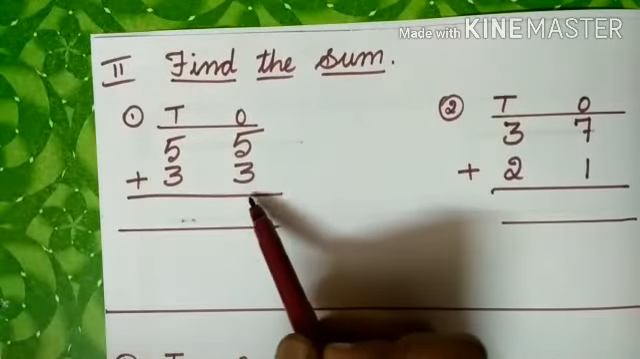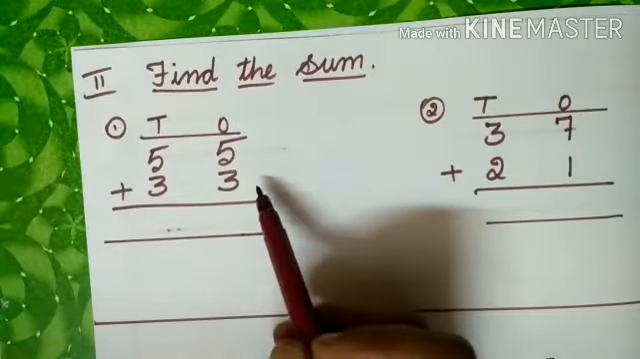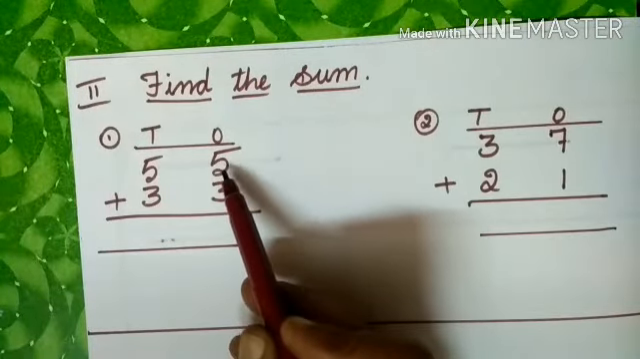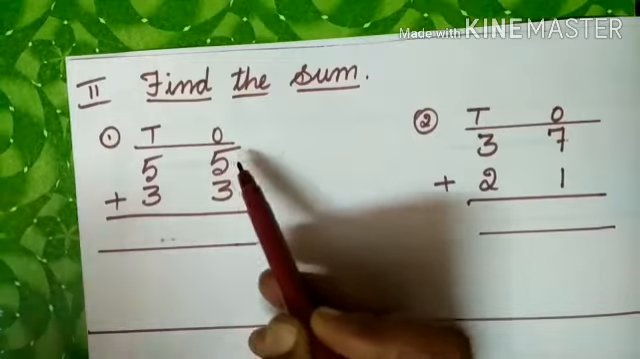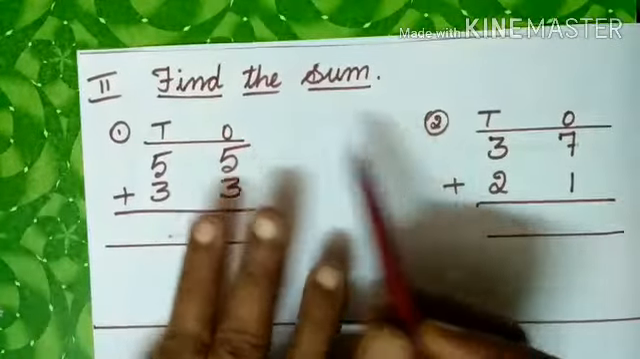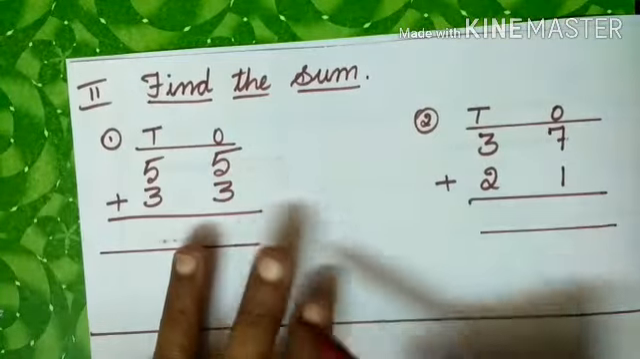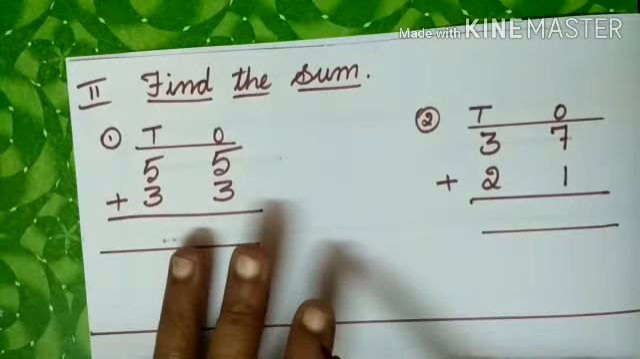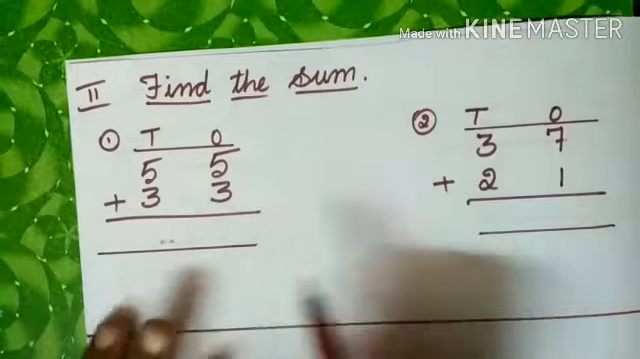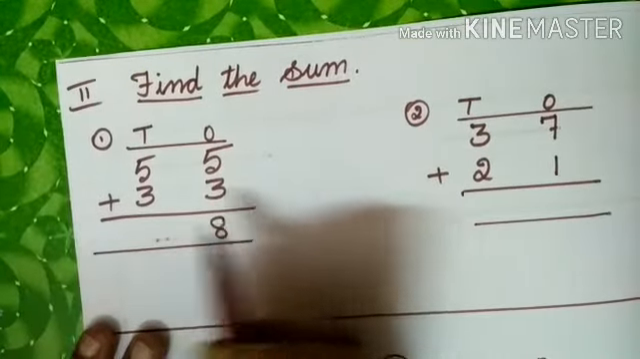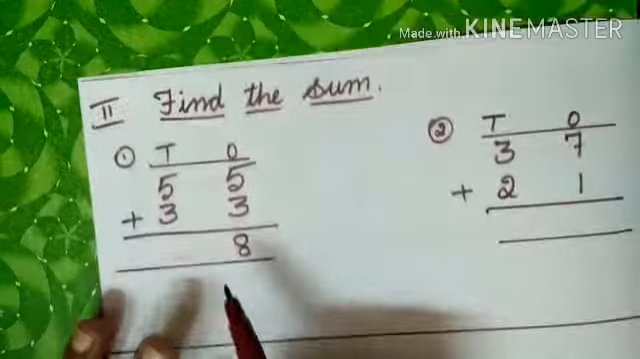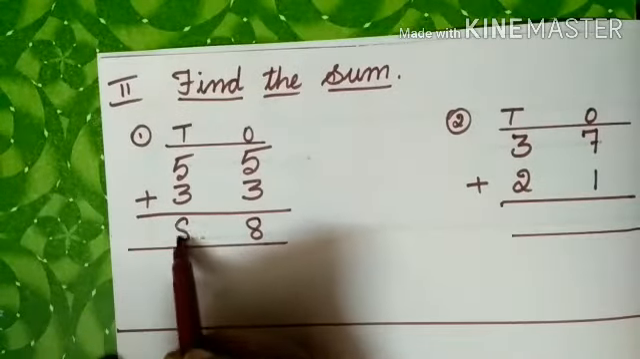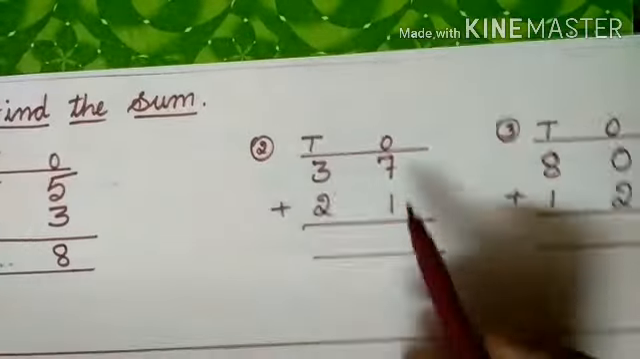Here 5 plus 3. Now we will do another method. Mentally we will count. Here first digit is 5. 5 keep in your mind and 3 in your fingers. Now you say 5 after 6, 7, 8. Now you write here 8. Here also 5 plus 3 is there. 5 after 6, 7, 8. Now we write here 8. And here is second sum.